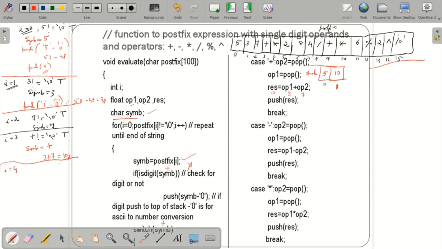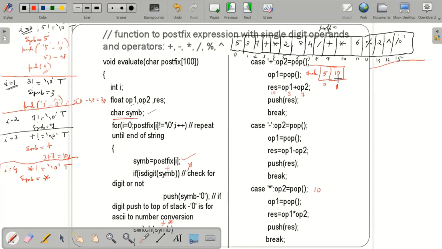So I is equal to 4. When I is equal to 4, you have multiplication. You'll check whether multiplication is not equal to null. Yes, it is true, it is not equal to null character. Then sim will have multiplication, and you'll check if is digit sim. It is not, so it will not come over here; it will come directly to the switch. So switch is multiplication, and when it is multiplication, op2 will be popped. What is op2 now? It is 10.